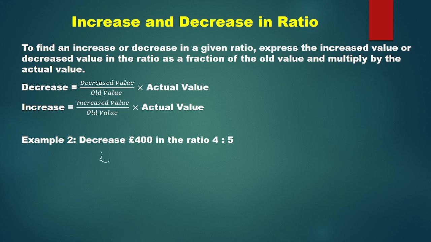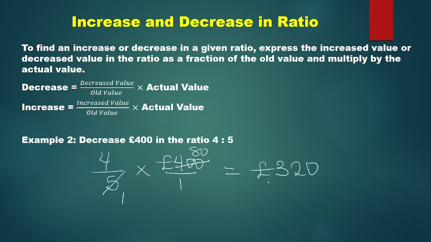So 4, which is the decreased ratio, over the old ratio, which is 5. Then we are multiplying by 400 pounds over 1. Now, 5 here is 1 and 5 here is 80. 4 times 80 will simply give us 320 pounds. So I have decreased 400 pounds in the ratio 4:5.